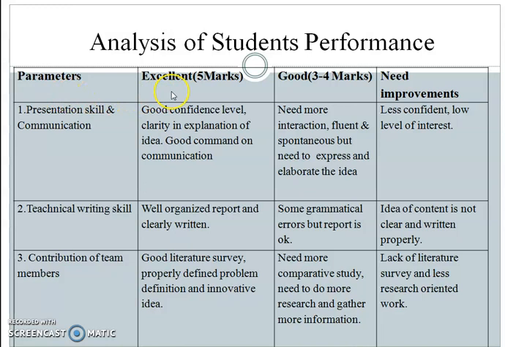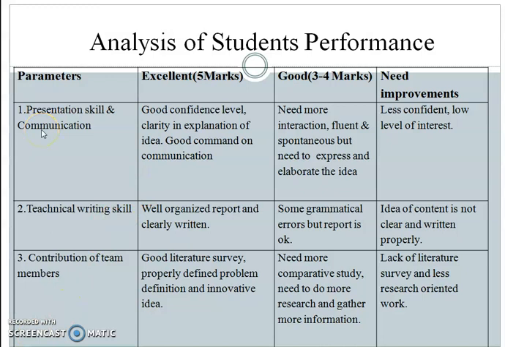For the excellent comment, 5 marks will be given. Good gets 3 to 4 marks, and for need improvement, the student will get less than 3 marks. So these are the parameters where student performance can be judged: the presentation skill and communication, technical writing skill, and contribution of the teamwork. These parameters are nothing but the rubrics to judge or analyze the performance of the student for their project work.